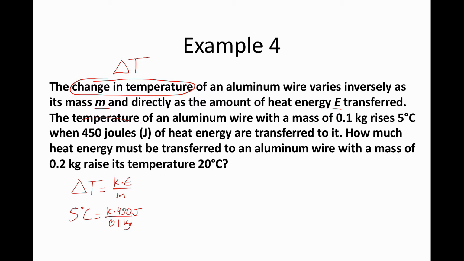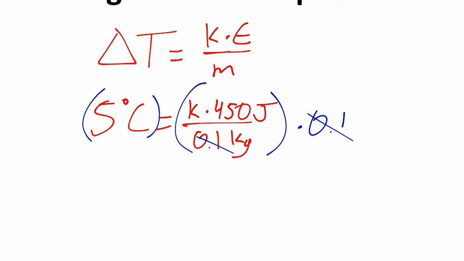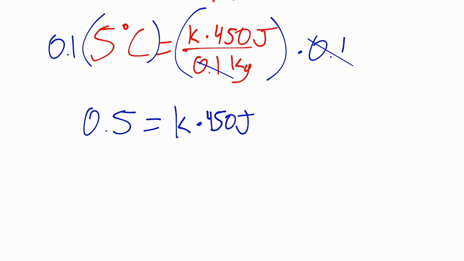Now, to figure out the rest of this, it says how much heat energy must be transferred to an aluminum wire with a mass of 0.2 kilograms to raise its temperature by 20 degrees Celsius. We've got to figure out what k is. So in order to figure out what k is, I'm going to take both sides of this equation and multiply by 0.1 just to cancel those out. So we have 0.5 equals k times 450 joules. If it helps you, I'm going to write 0.5 as 1/2 equals k times 450.